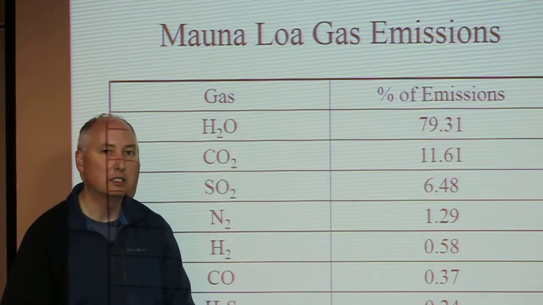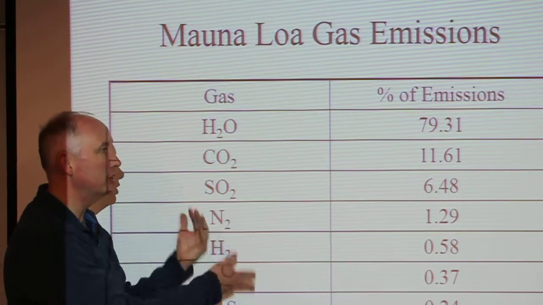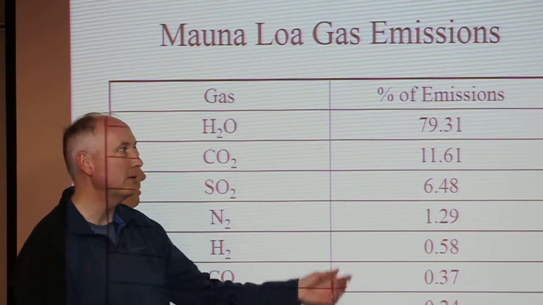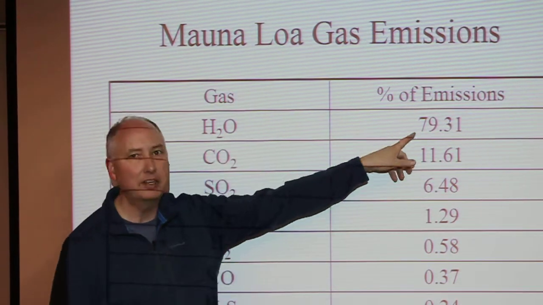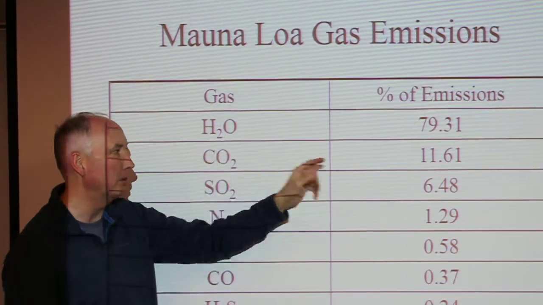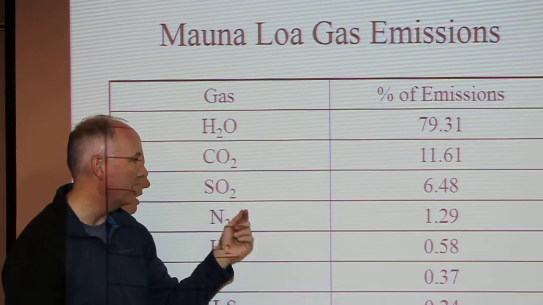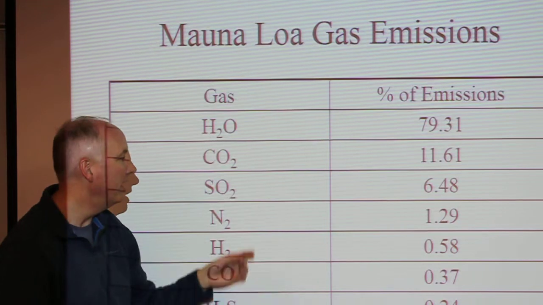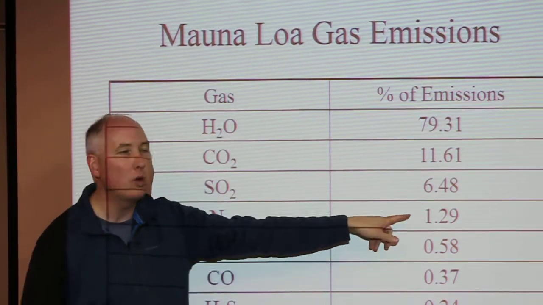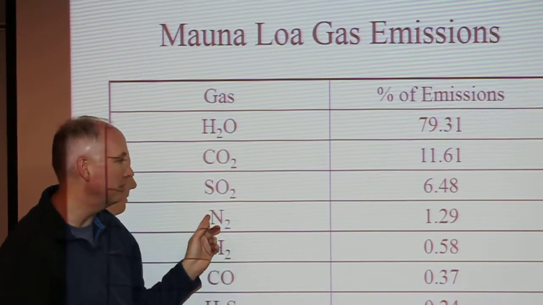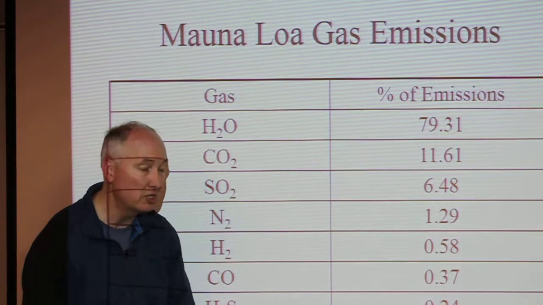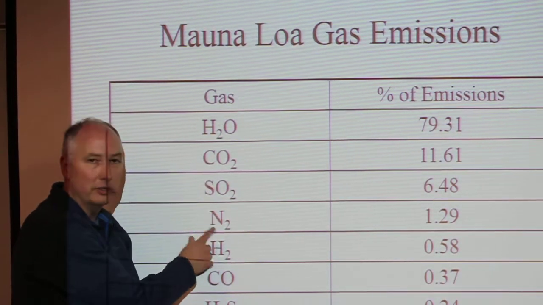Scientists have gone to Mauna Loa on the Big Island of Hawaii and measured its gaseous emissions, and they determined that it's dominated by water vapor, 79%, carbon dioxide, 11.6%, and sulfur dioxide, 6.5%. It's not until you get down to 1.3% that you find nitrogen among the gases being emitted. So volcanoes are not a huge source of nitrogen.